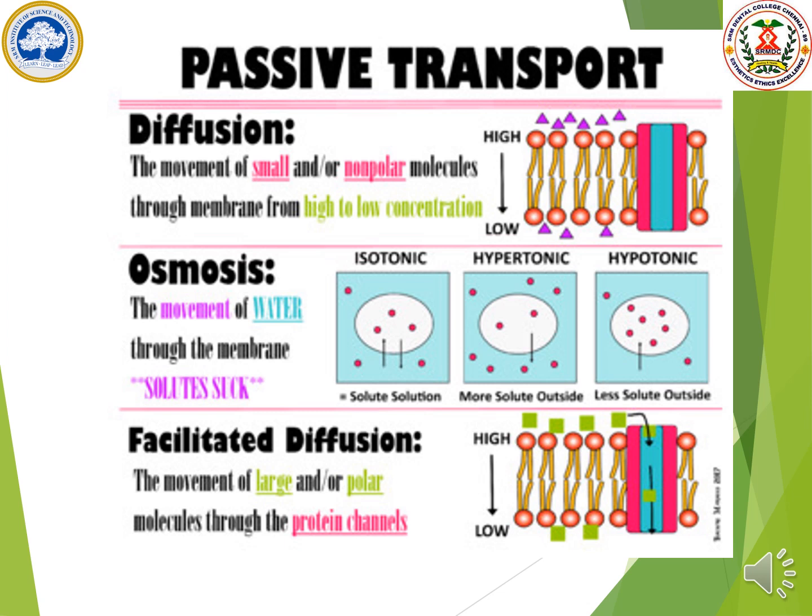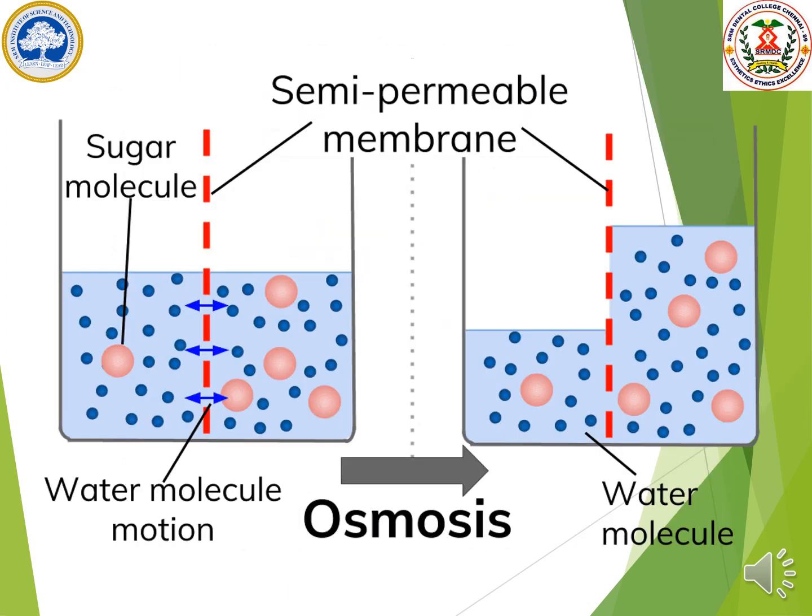In osmosis, the exchange takes place from higher concentration to lower concentration through a semi-permeable membrane. We call it osmosis. This is an example of osmosis, where the molecules move from higher to lower concentration with the help of a semi-permeable membrane.